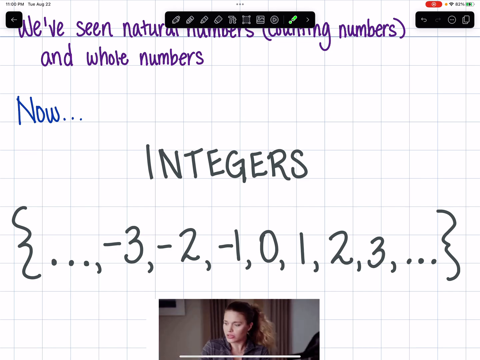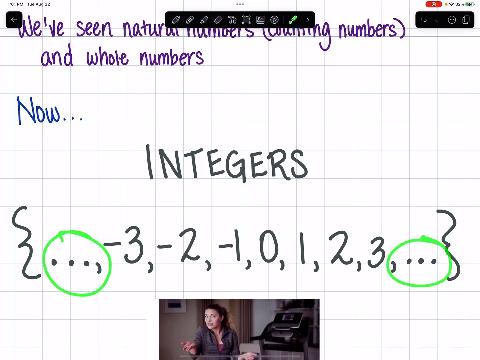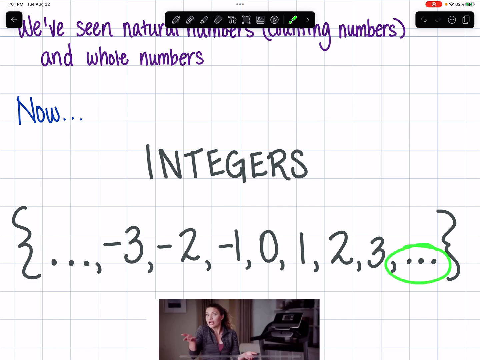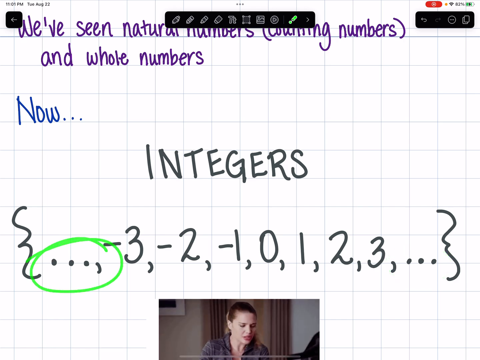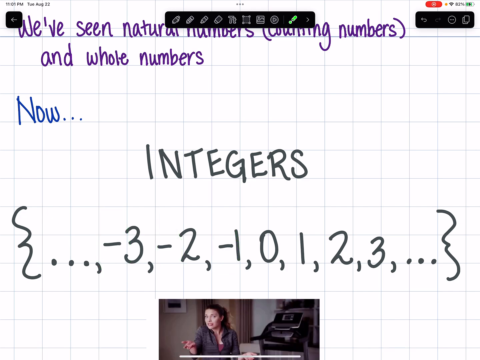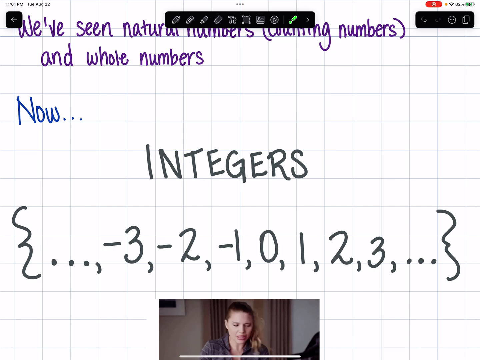Remember these dots on either side are called ellipses. That indicates that it's infinite. It goes on forever in the positive direction, and it goes on forever in the negative direction. Notice that all of the negative numbers have a negative sign, so you already know what that means. Positive numbers you can write with a positive sign, or you can just leave it off. If you leave it off, you assume it's positive.